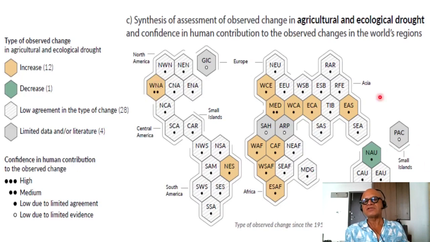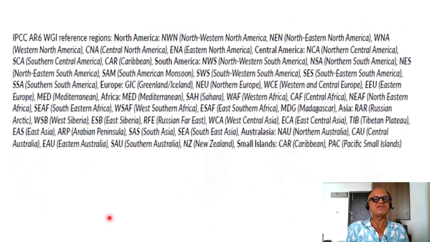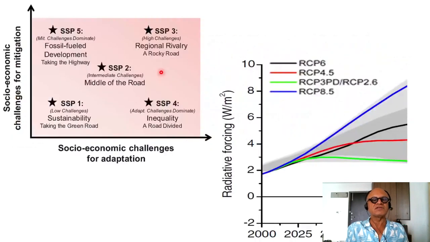But you can see the rest of the places basically have single dots indicating low confidence due to limited agreement, or some open circles like here in the Pacific Small Islands where there is low agreement or low confidence due to limited evidence. Okay, so these are the various names of the regions that I did not bother to make explicit, but you get the sense.